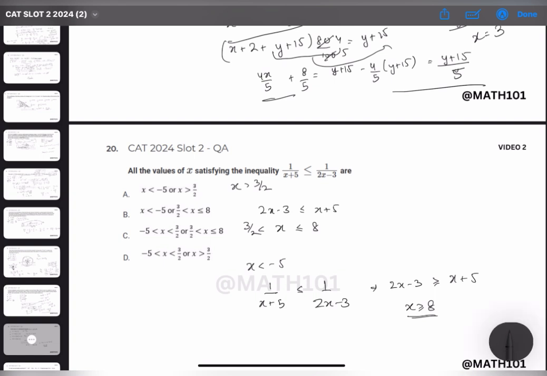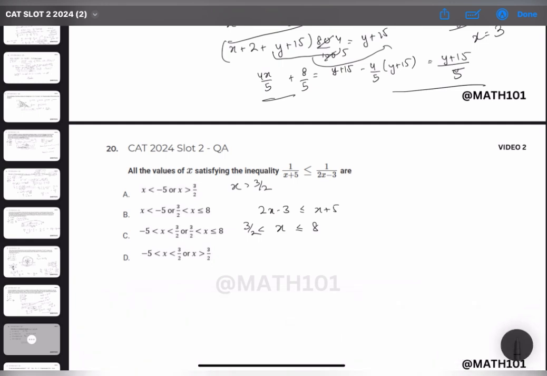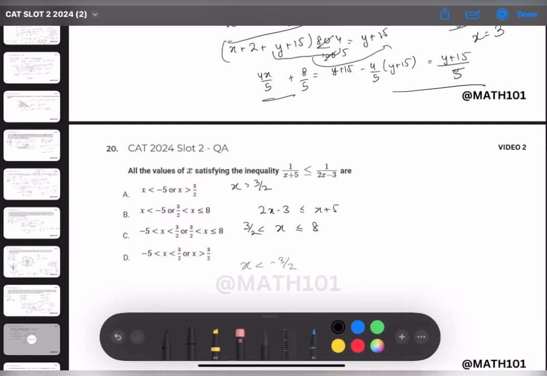I think I have made a mistake here. In the second case, when x is less than minus 3 by 2, x is less than minus 5.